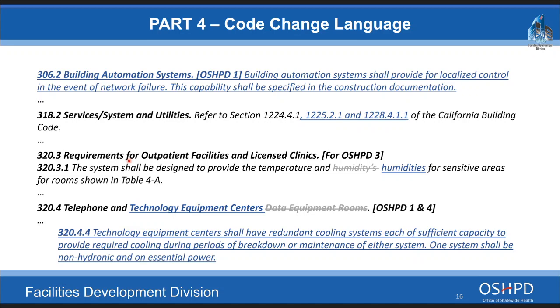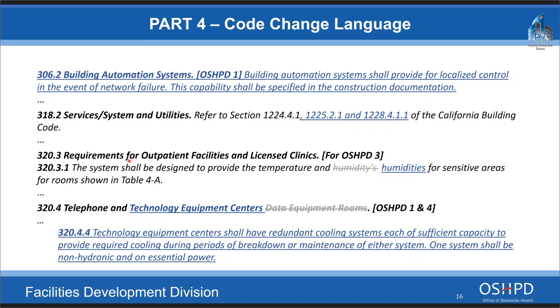At 320.3.1, we just do some more housekeeping. It looks like a typo or a misuse of some of the language. And at 320.4, we just clarify the title, Telephone and Technology Equipment Centers, to get that terminology right.